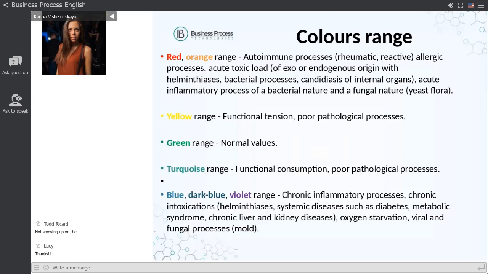So, blue, dark blue, and violet range. It tells us about chronic processes. If it's inflammation, it's a chronic inflammatory process. Chronic intoxication by helminths, and such diseases as diabetes, can show a lot of blue color, and cancer as well, chronic liver and kidney diseases, different metabolic syndromes. Also, we can talk about oxygen starvation. If the color is blue, dark blue, or violet, we talk about oxygen starvation, viral and or fungi processes mode.